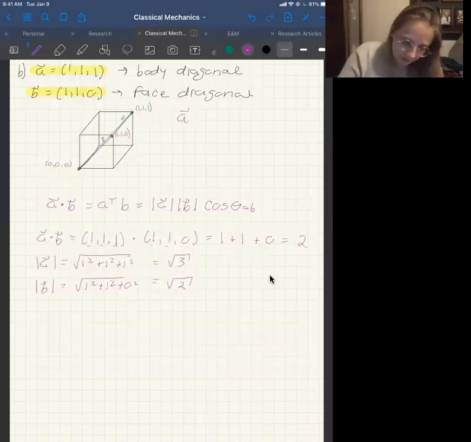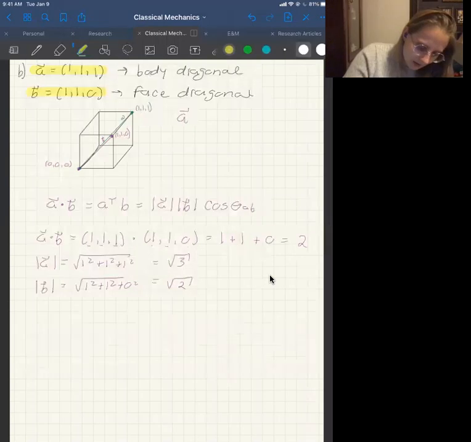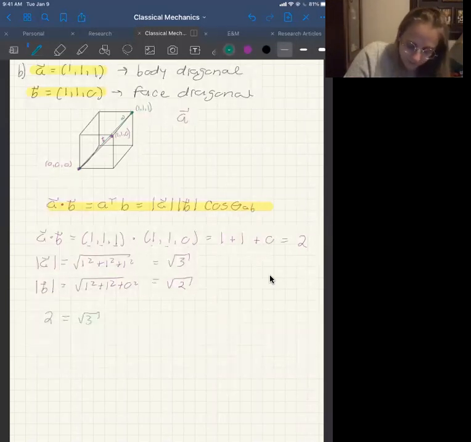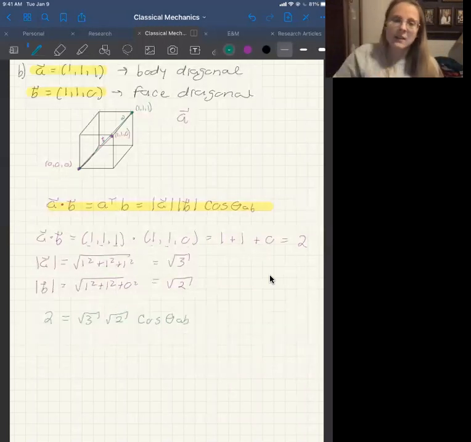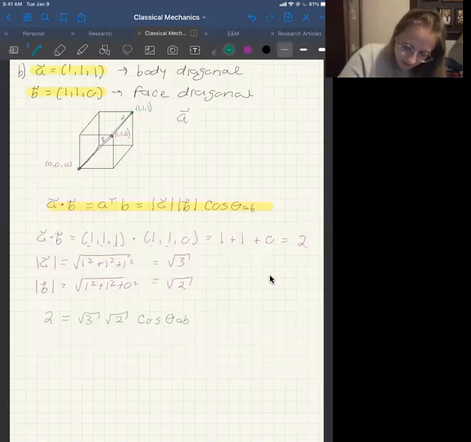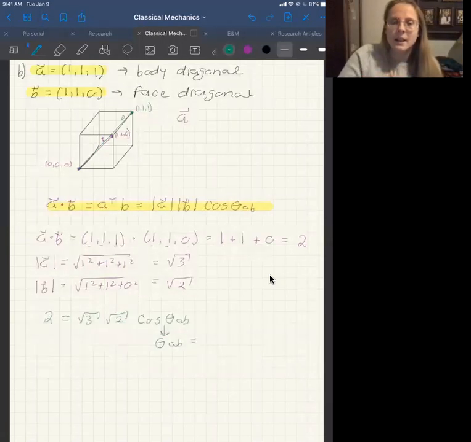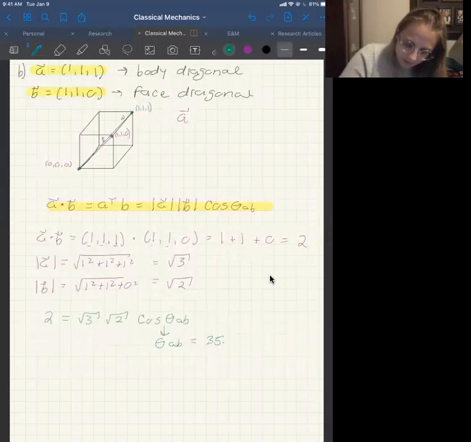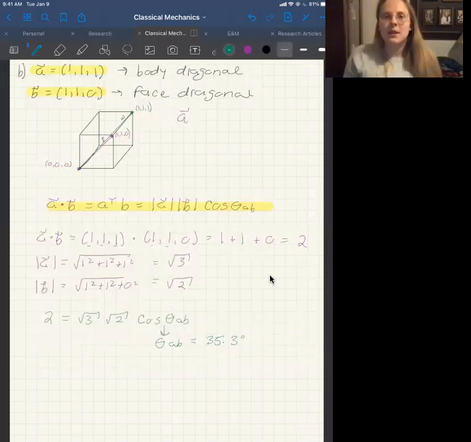All right, so combining this all together, using this equation and the results we just solved for, we have that 2 is equal to the square root of 3 times the square root of 2 times the cosine of the angle between vectors A and B. Doing a little algebra here and taking the inverse cosine, you get that the angle between vectors A and B, so the angle between a body diagonal and a face diagonal of a unit cube, is simply 35.3 degrees.